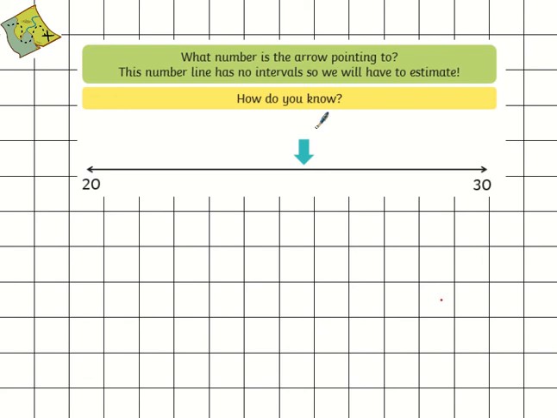Now, this is where we do something called estimate. And estimate means a guess, but it means a guess that you have reason behind, so it's a clever guess. So if 20 is here and 30 is here, I know that in the middle, I'm going to have 25. So what number do I think that blue arrow is pointing to? I think it's probably pointing to 26, okay?